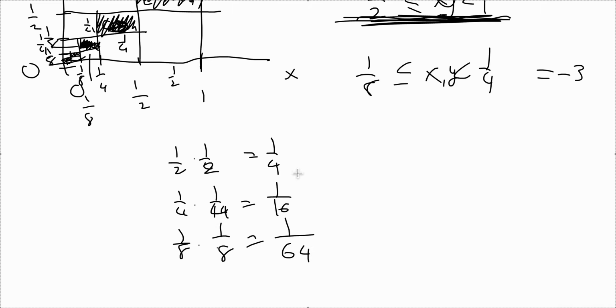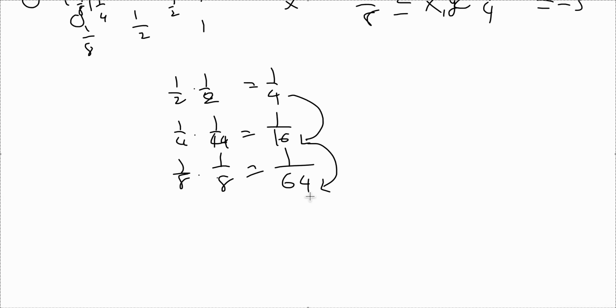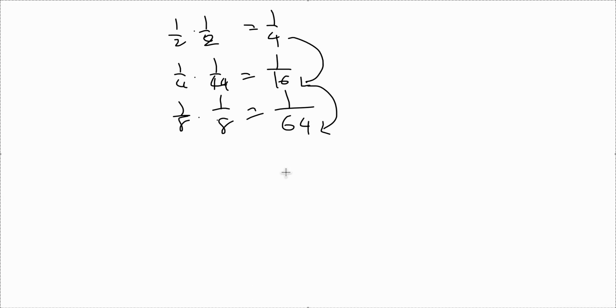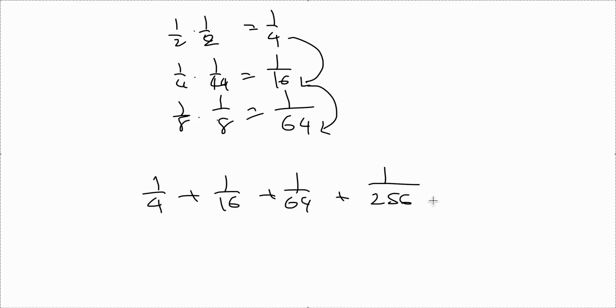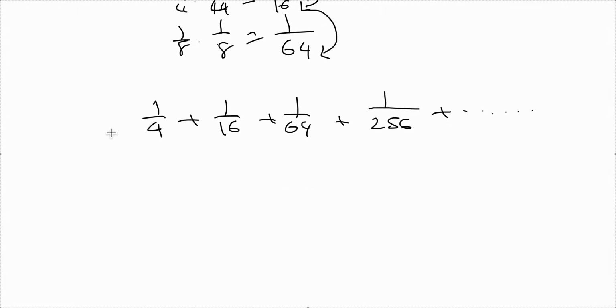Now we see the pattern, because these denominators keep multiplying by 4. And so this actually becomes an infinite geometric series. So we want to find 1/4 plus 1/16 plus 1/64, and we can keep multiplying by 4. It's going to be 1/256 next, because we're going to have 1/16 times 1/16, which gives us 1/256, and so on and so forth. To find the sum of this infinite geometric series, we'll just use the formula.